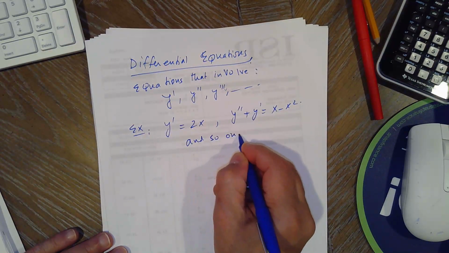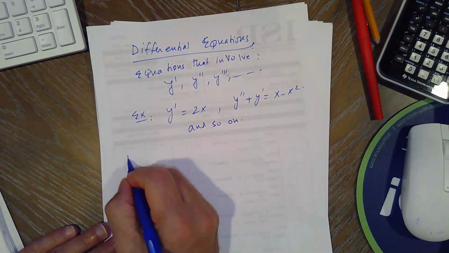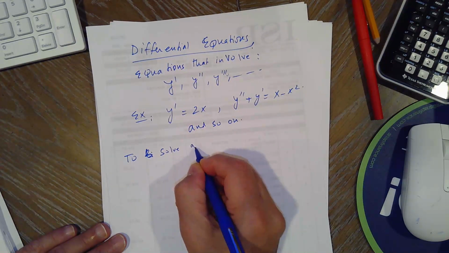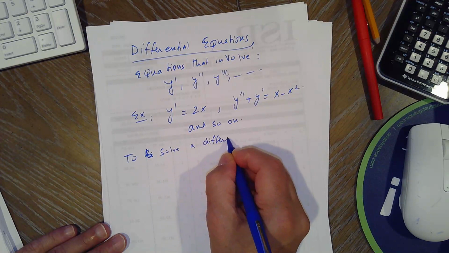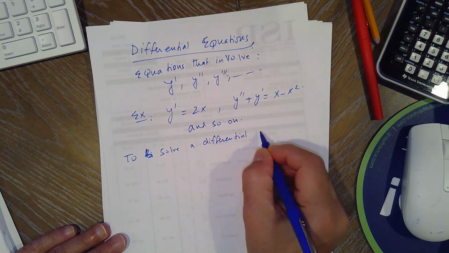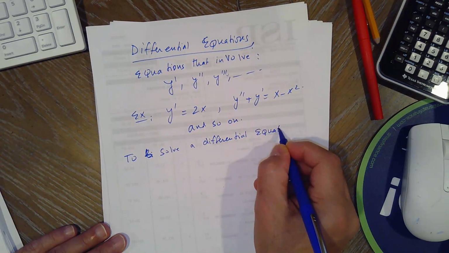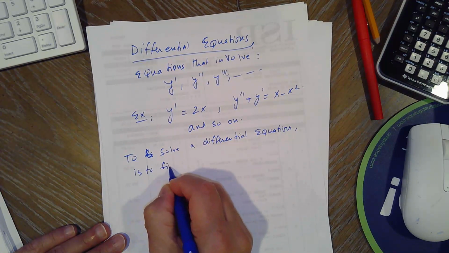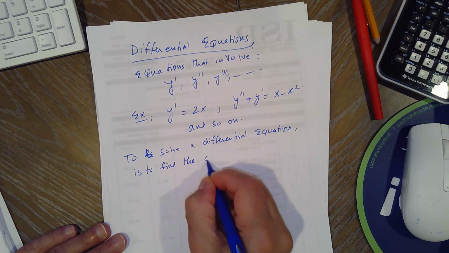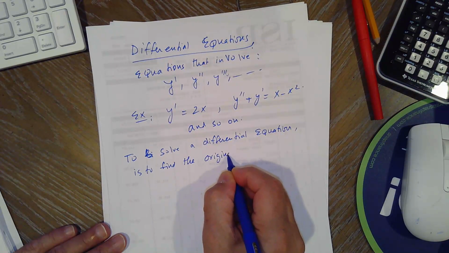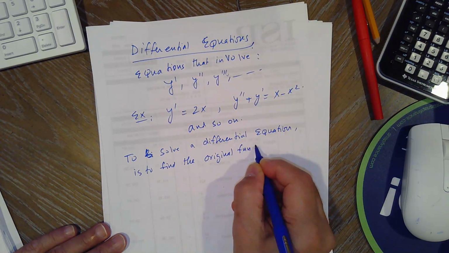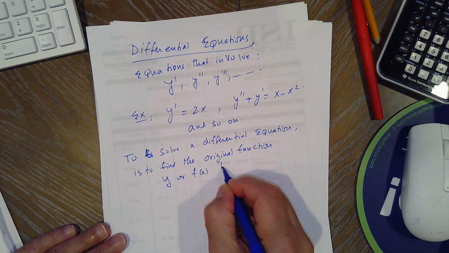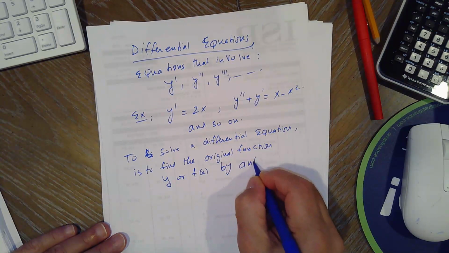These are all called differential equations. The goal of a differential equation is to find the original function y or f of x by anti-differentiating.